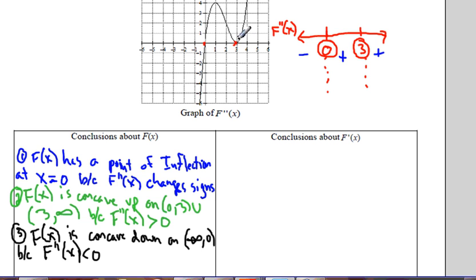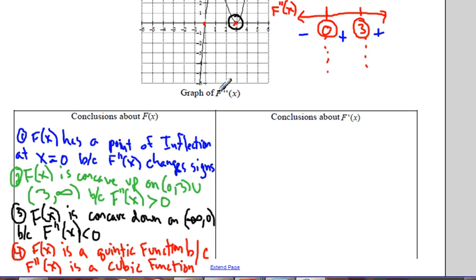Now notice here, at 3, it's 0, so I can't do 0 to infinity. So it's only where it's positive. And above 3 to positive infinity, it's going to be concave up as well. And the original function is concave down from negative infinity to 0, not including the 0. And lastly, since the second derivative is a cubic function, the original function is going to be a quintic function. So the original function is degree 5. Therefore, the second derivative will be degree 3.